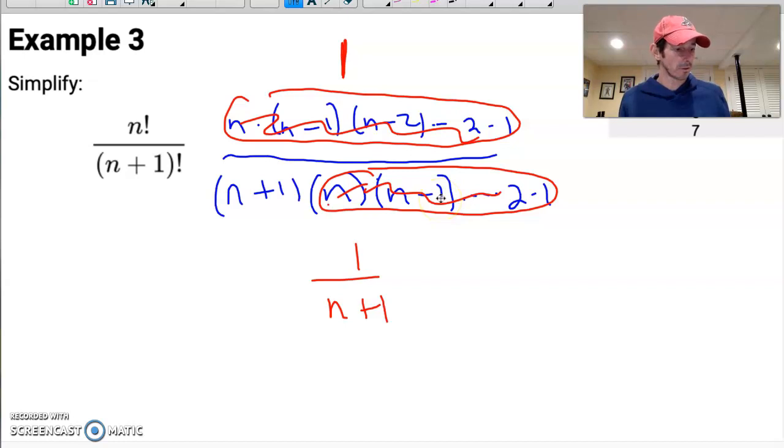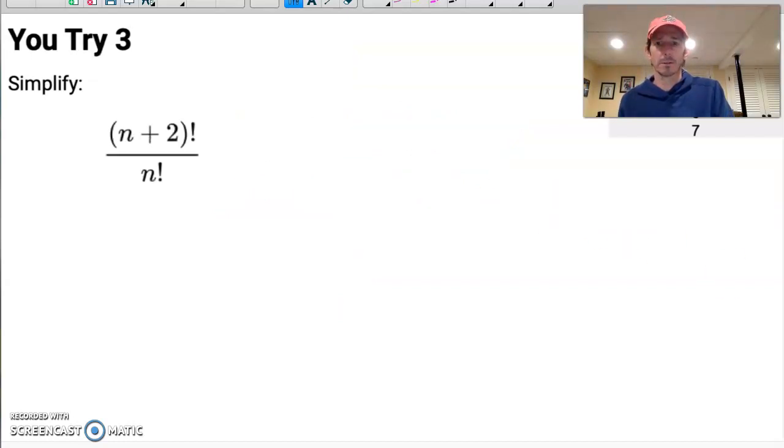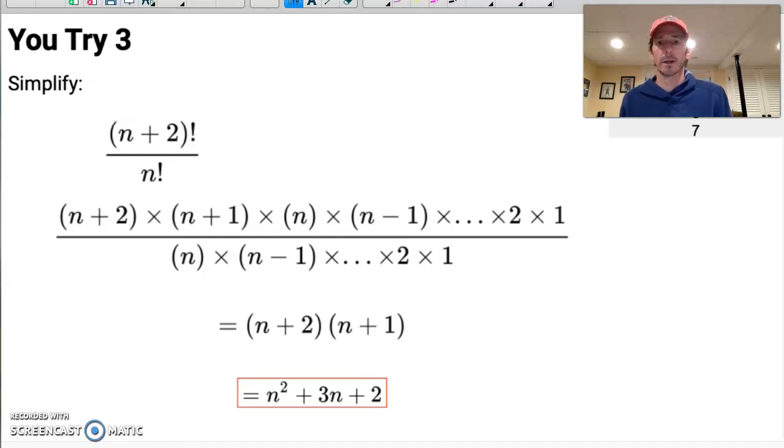And now it's your turn to take a second and pause the video. Try number 3. Video on pause. Should have been something similar, and you should have ended up with n plus 2 times n plus 1, which can actually be FOILed to n squared plus 3n plus 2.